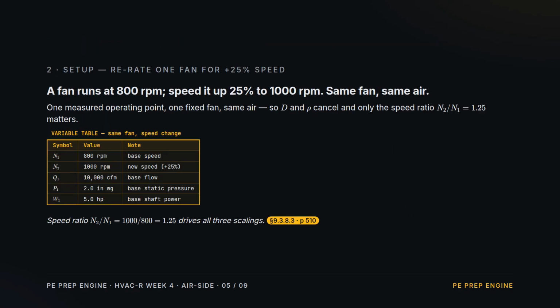Setup. Re-rate one fan for a 25% speed bump. The fan runs at 800 RPM, delivering 10,000 CFM at 2 inches of static pressure on 5 horsepower. We speed it up to 1,000 RPM. Because it's the same fan moving the same air, diameter and density cancel, and the only number that matters is the speed ratio, 1,000 over 800, which is 1.25. That single ratio drives the flow, the pressure, and the power.